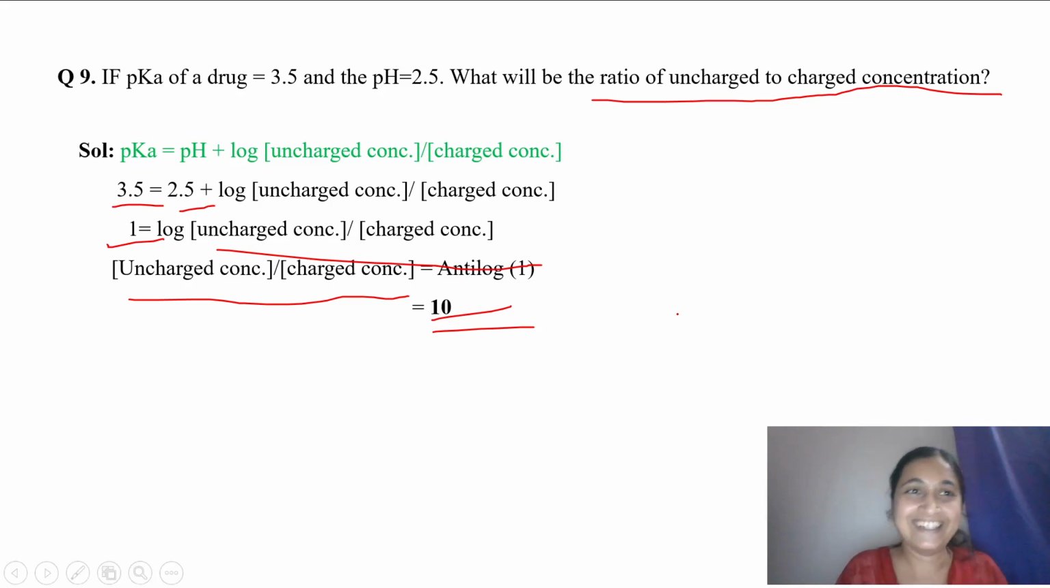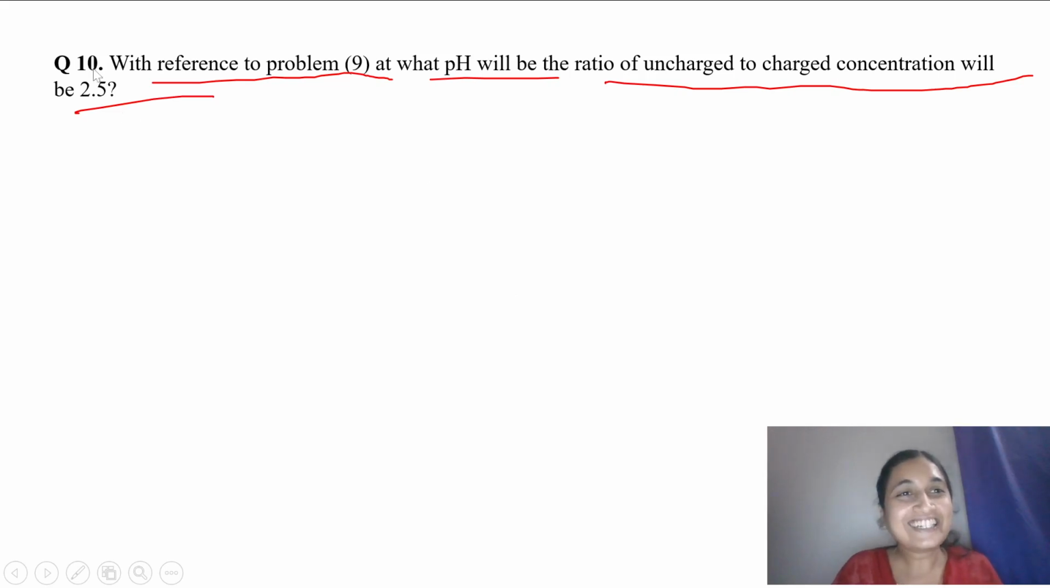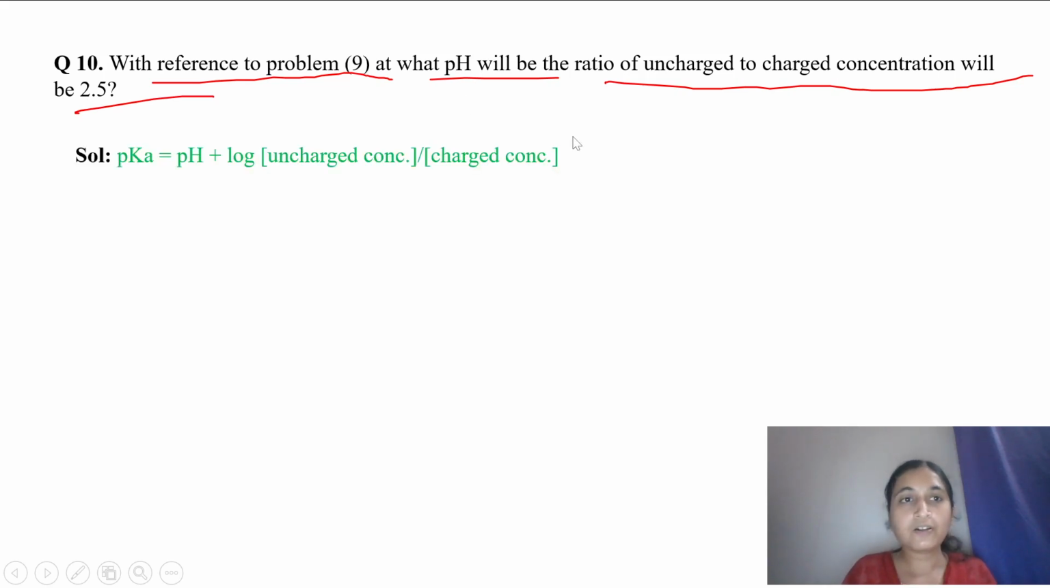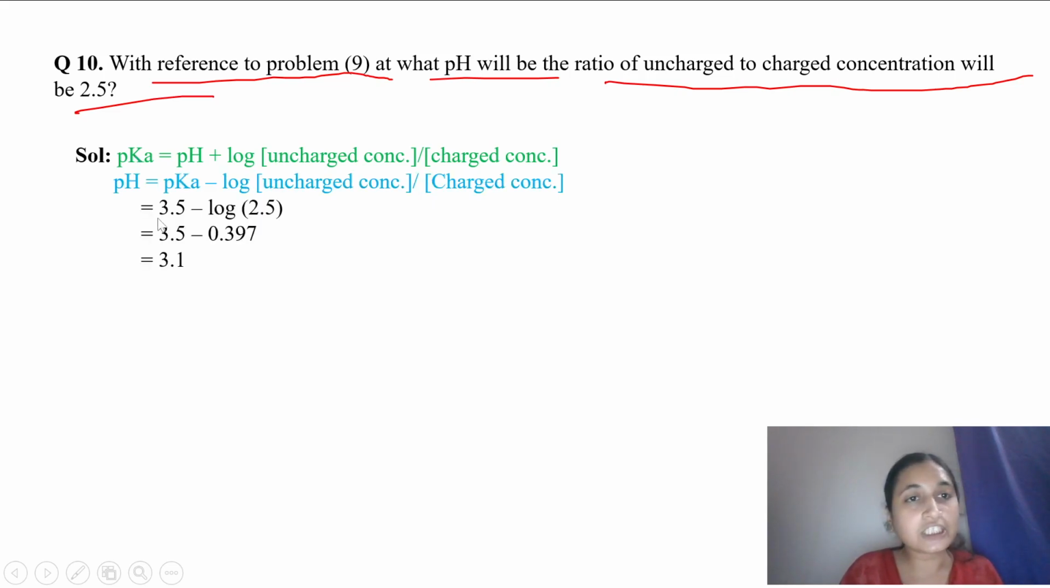Okay. Again, question 10. With reference to problem 9, at what pH will the ratio of uncharged to charged concentration be 2.5? So again, pKa equals pH plus log uncharged concentration upon charged concentration. The pKa given in the previous question is 3.5 and the uncharged upon charged concentration is 2.5. So log 2.5 equals 0.397. So the answer will be 3.1. Okay, right?